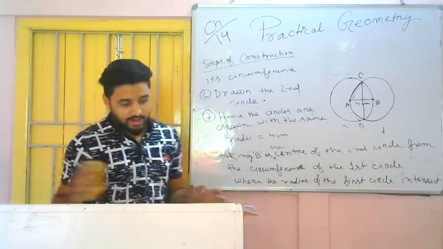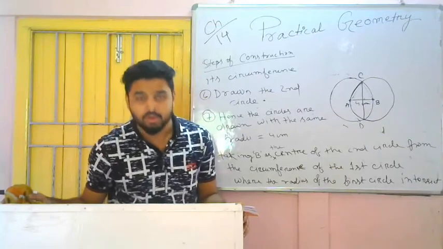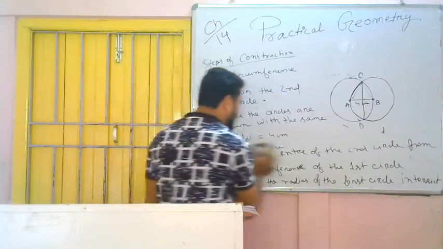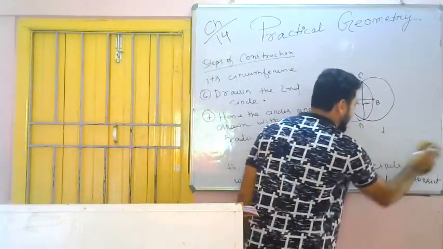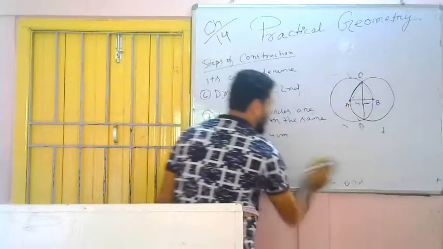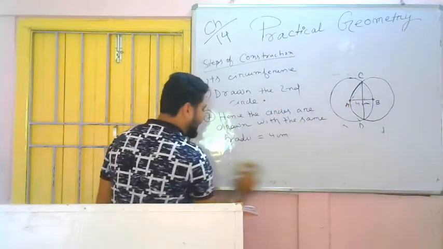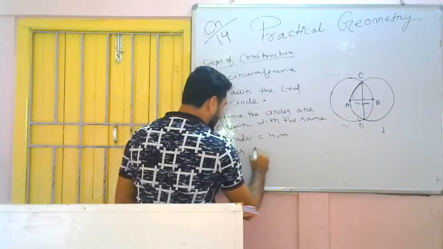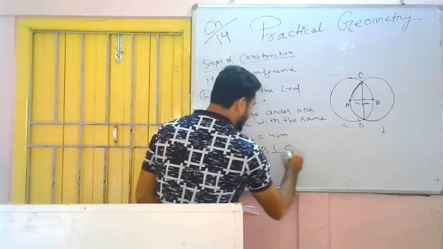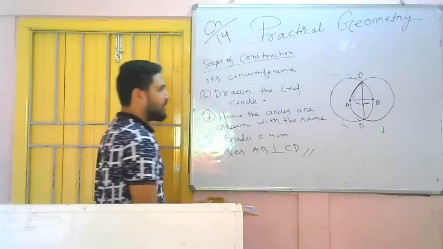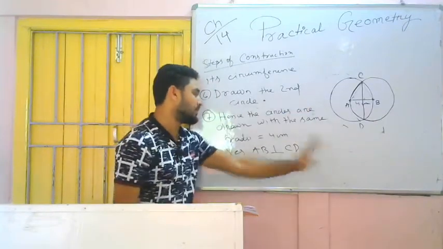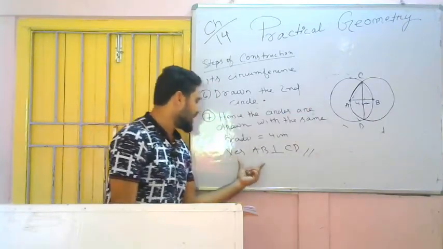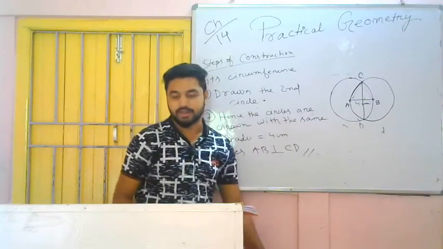And the last is: examine whether AB is perpendicular to CD. Yes, you write AB perpendicular to CD, as I have already discussed how it is perpendicular. So just write here, yes, AB perpendicular to CD.